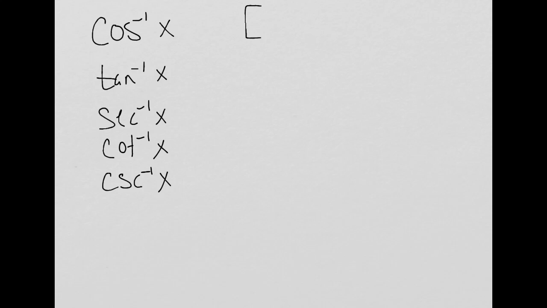For the cosine, we can restrict it to 0 to pi. For the tangent, we can go from negative pi over 2 to pi over 2. But notice, these are parentheses, not brackets. I cannot include the endpoints for the tangent because we saw in the last section the graph of the tangent has vertical asymptotes there.